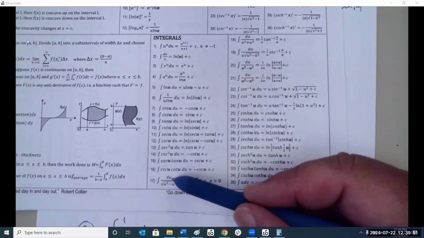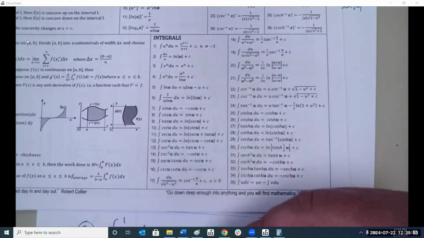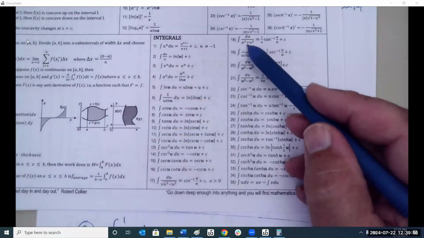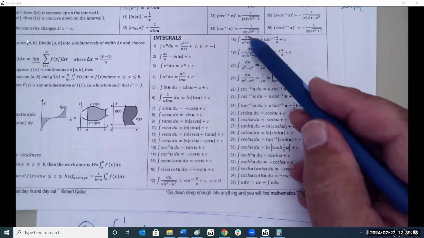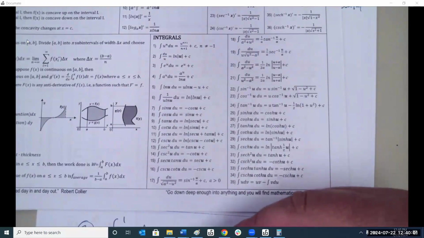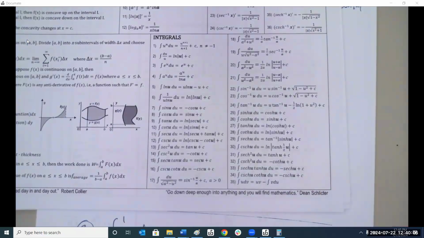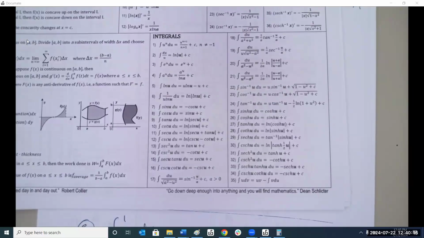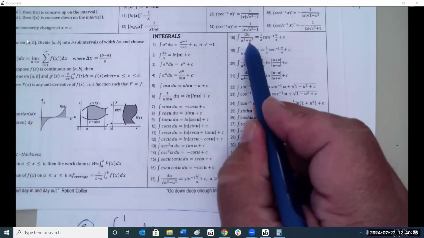This one is integral of du over square root? No. How about this one? Integral of du over, there you go, a squared plus u squared. A is a number, or it could be a letter in this case. Well, it will say u is the x and a is a number. U is x, a is 1. So it's u squared plus a squared. So it's rule 18.